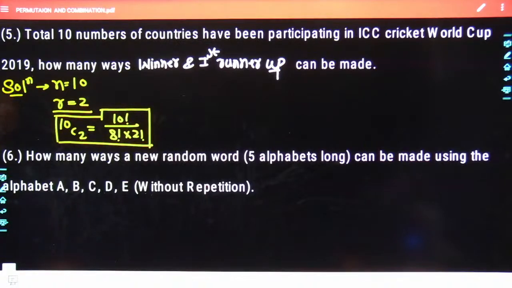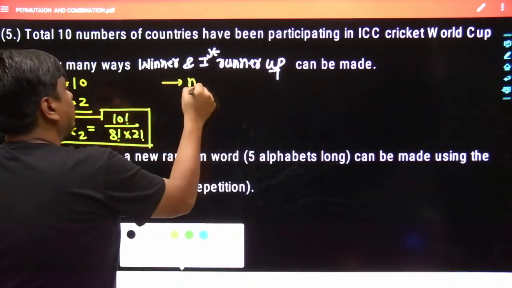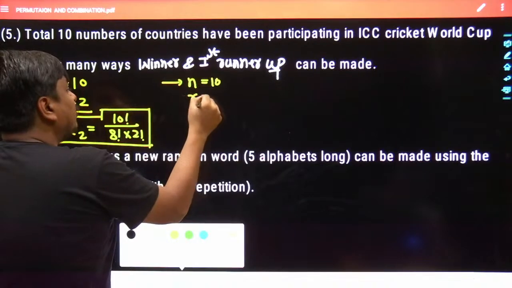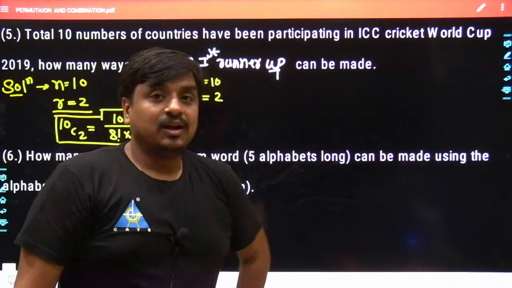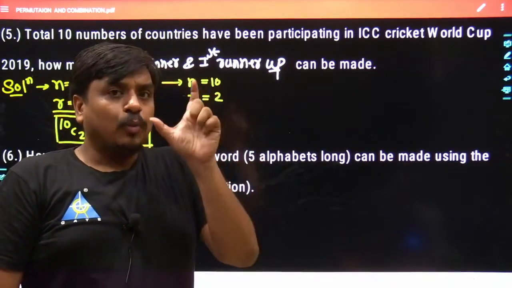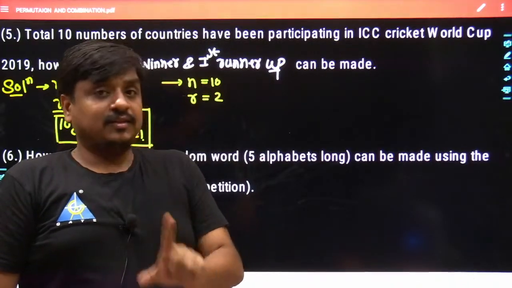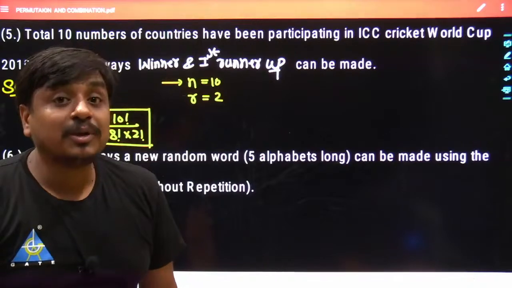So here what we have been doing, my dear friends, is that the number of items had been 10, and still we had to select the last 2. But there the ordering also makes sense, because the last two countries are going to play the final, and among them one is going to win. Like this year England won, and now New Zealand is going to be the runner-up.